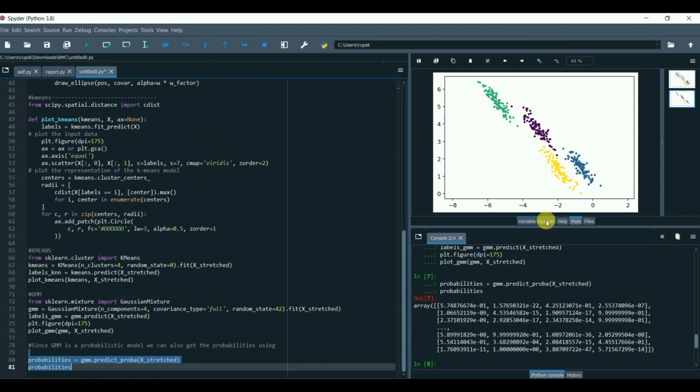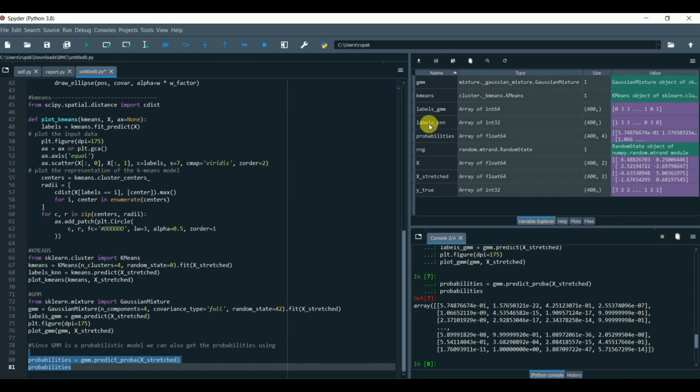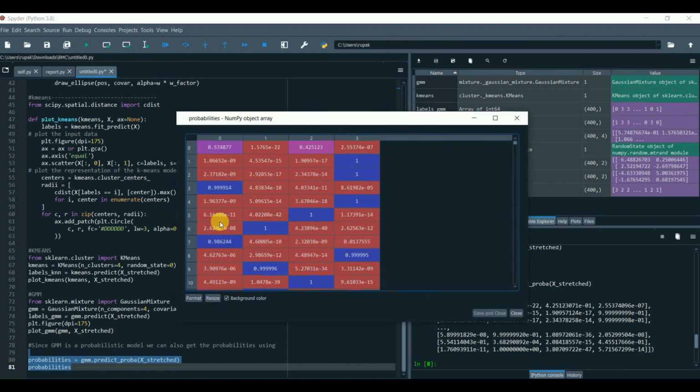We can also get the probabilities using predict_proba. Here are the results, the table, for all the 4 clusters along with their parameters. This is very helpful and gives the flexibility to filter out the results based on a threshold.